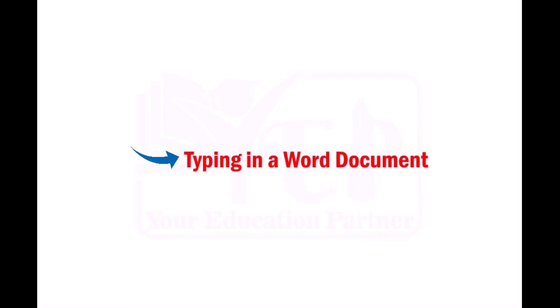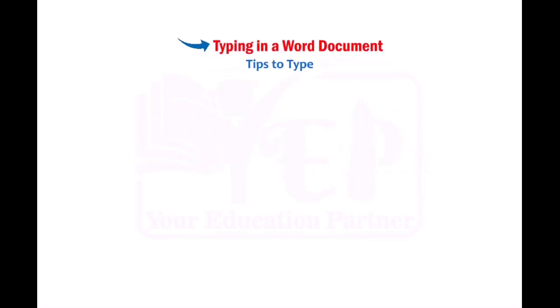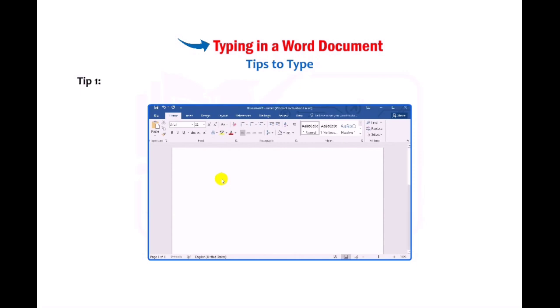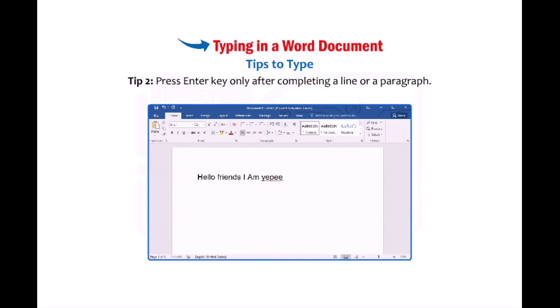Typing in a Word document. Tips to type. Tip 1. Give a single space between words and between a punctuation mark and a word. Tip 2. Press the Enter key only after completing a line or a paragraph. Tip 3. To type capital letters, press the Shift key and then press the alphabet key.